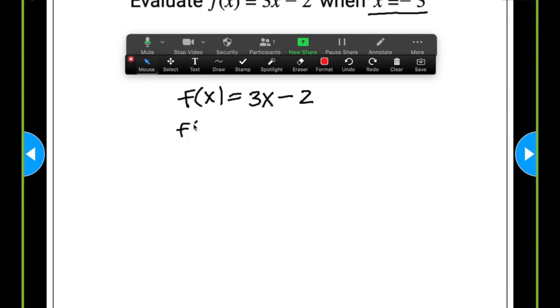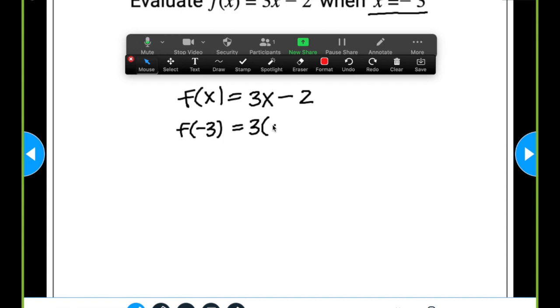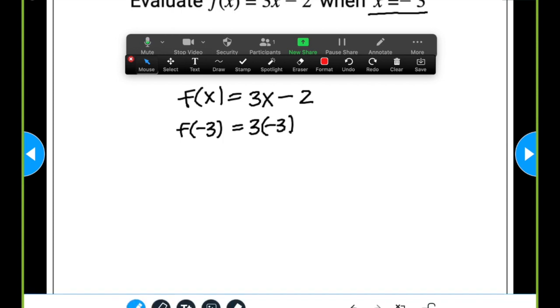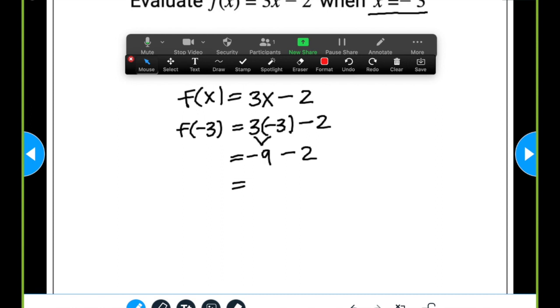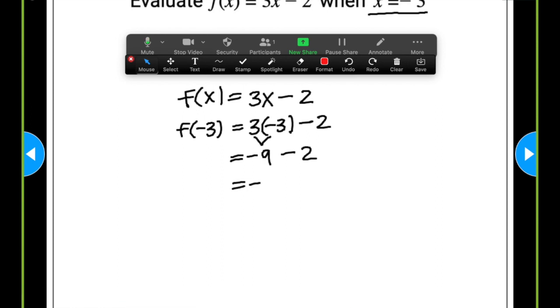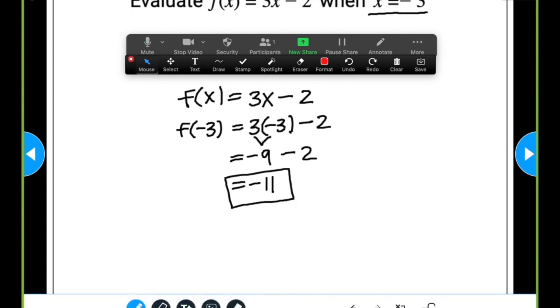So I'm going to replace my x with negative 3, and in my equation I do the same thing where I change my x to negative 3, and I'm left with 3 times negative 3 minus 2. The last thing is to identify what my output is, and I do that by multiplying the 3 with the negative 3. 3 times negative 3 gives me negative 9, drop down the negative 2, and then I'm left with negative 9 minus 2, which gives me negative 11. So my output here would be negative 11. So hopefully this helps. Good luck.